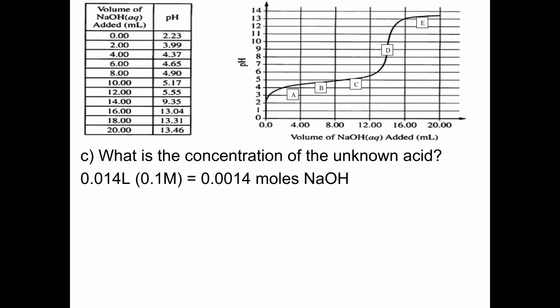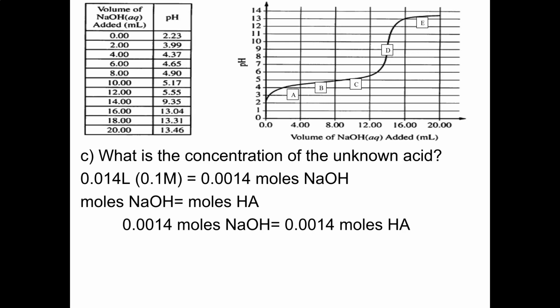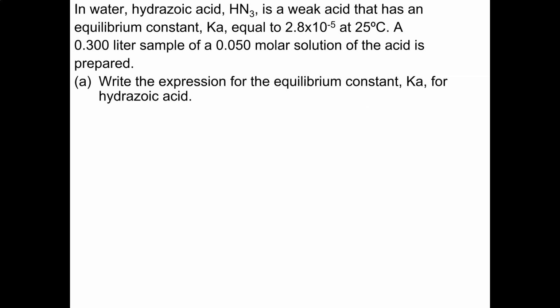So we take the concentration of the base we're adding times the volume at the equivalence point, which is 14 milliliters, right? You get 0.0014 moles. Your moles of NaOH equals your moles of HA because it's the equivalence point. So you have 0.0014 moles of HA. Divide that by the volume you started with, which is 0.014 liters, excuse me. They gave that to you in the beginning. And that's your answer.